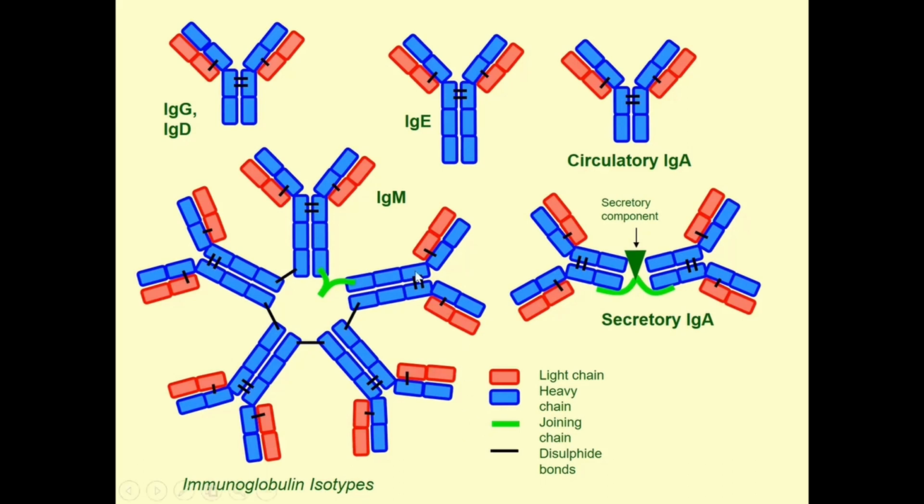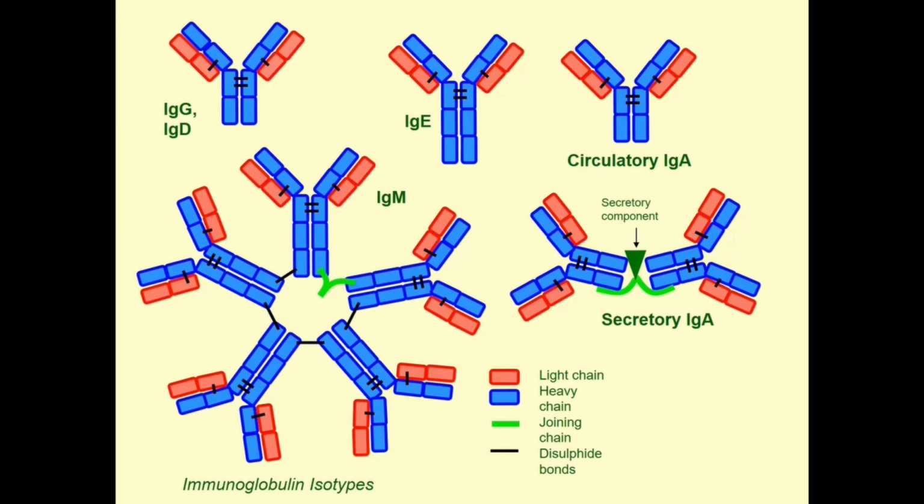IgM is really interesting because it can exist as a monomer, but also as what we call a pentamer bound together. It's found as a receptor on B lymphocyte cells, and it's the first antibody produced in our immune response. When we have our immune response, you'll have heard of primary and secondary reactions. IgM is the most abundant antibody in the primary response, and IgG is the most abundant antibody in the secondary. Similar to IgM is IgD. It can't form a pentamer, but it's also found on B lymphocytes and acts as a B cell receptor.